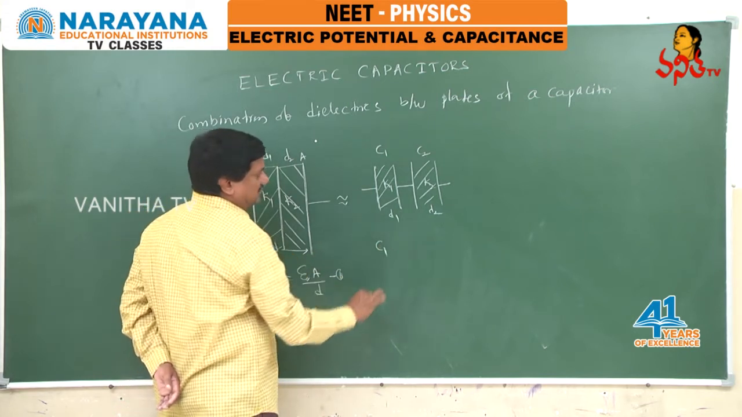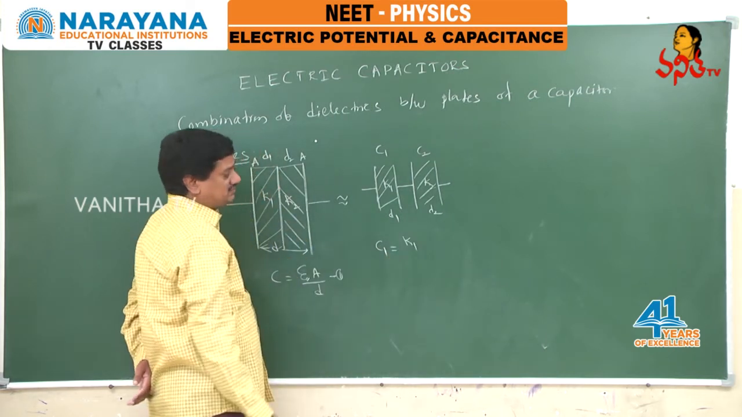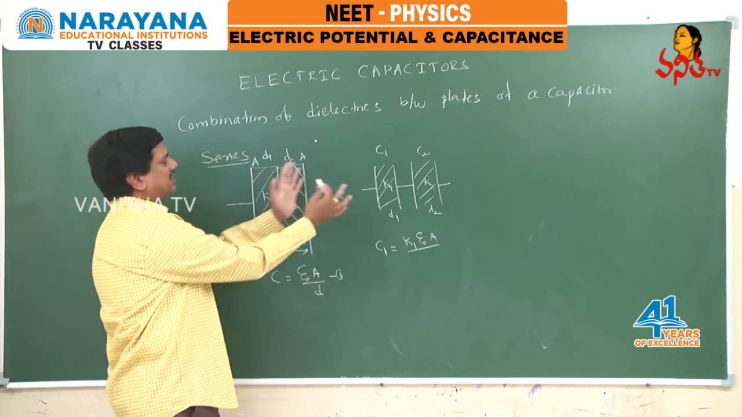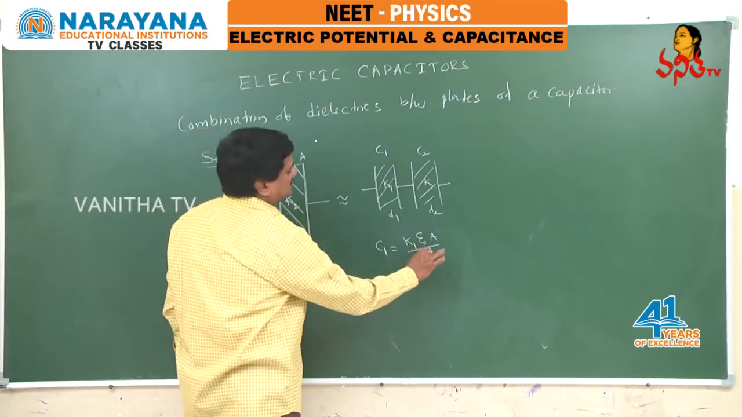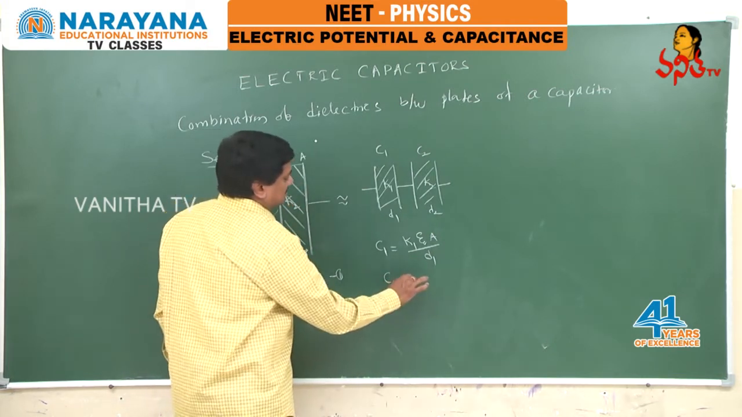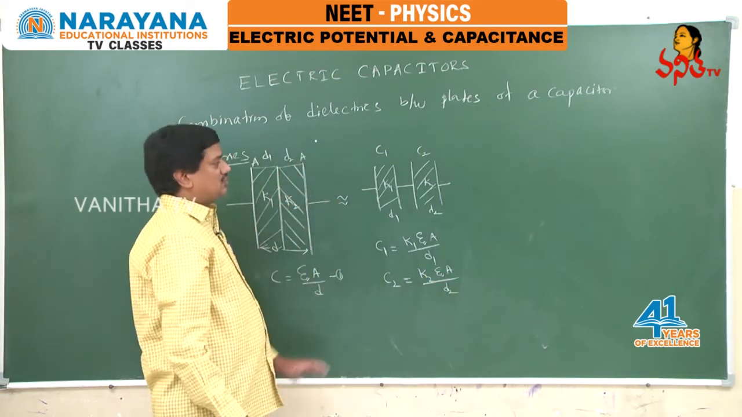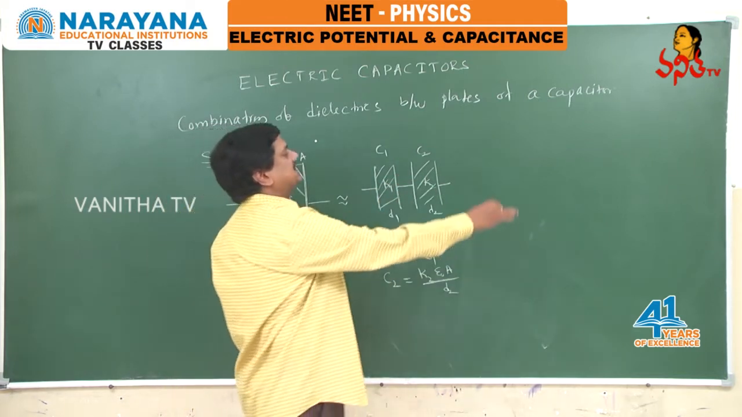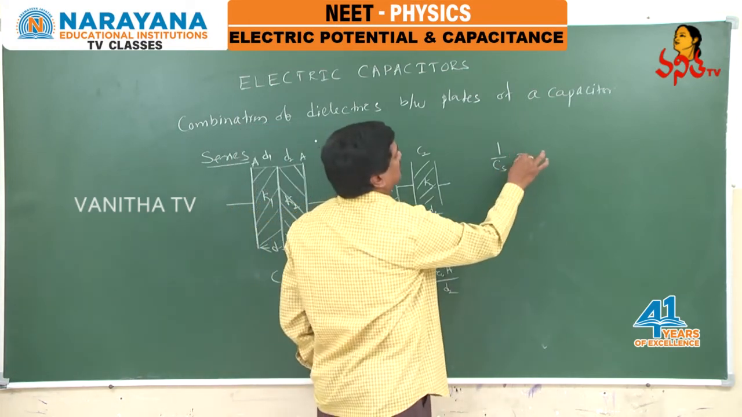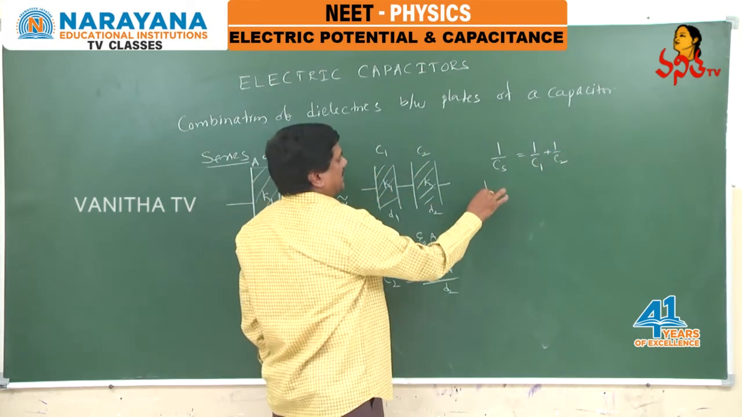Now the capacitance of the first one is C1 equals K1 epsilon naught A by D1. The area is the same; for convenience I am condensing the diagram, but the area is the same. Similarly, the capacitance of the second one is K2 epsilon naught A by D2. What kind of arrangement is it? A series combination. In a series combination, 1 by the effective capacitance equals 1 by C1 plus 1 by C2.